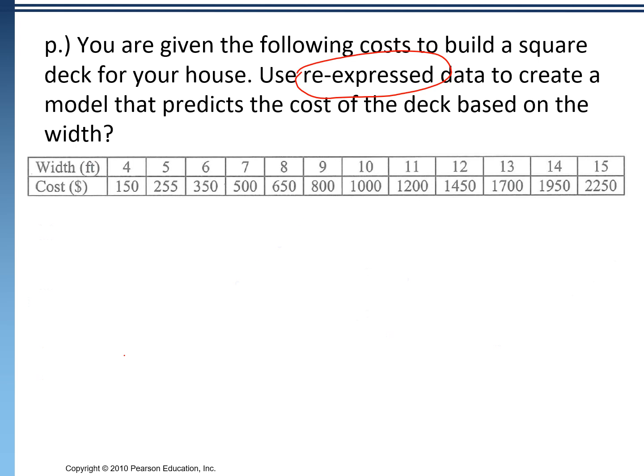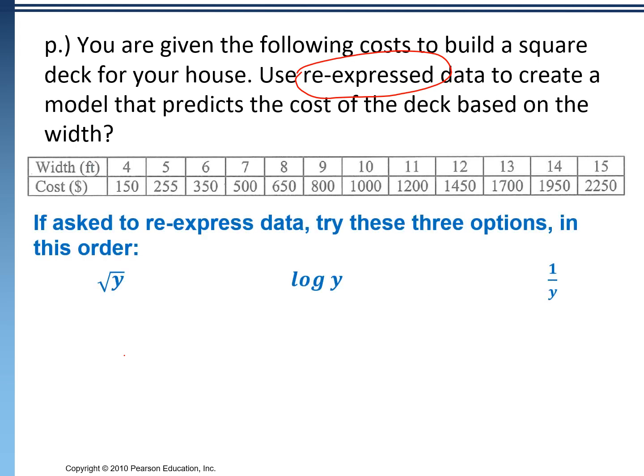We're going to change it. And when we want to re-express the data, I'm going to have you follow these 3 steps in this order. First, we're going to try to take the square root of y. We're just going to square root all these values, put them in list 3 in your calculator, and then look at a scatter plot of list 1 and list 3. See if it looks linear, approximately straight. If that doesn't work, try taking the log of y, put that one in list 3 and do the same thing. If that doesn't work, try the inverse of y, 1 over y.